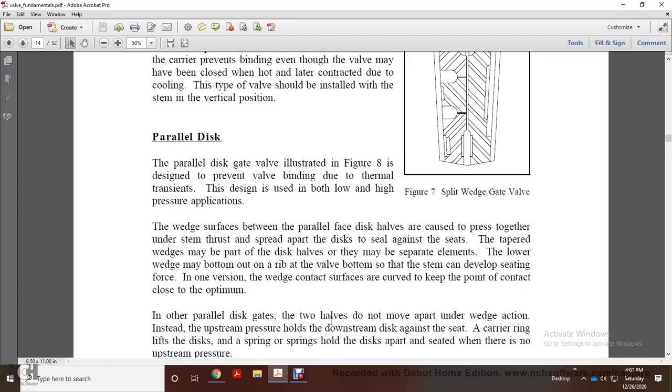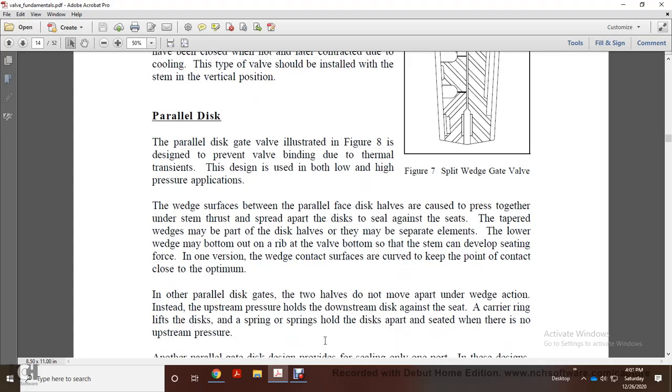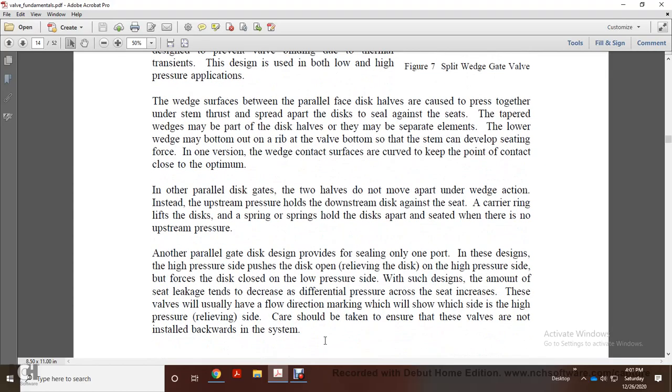Seating force can be developed in one version where the wedge contact surfaces contain a curve to meet the point of contact close to optimum. In other parallel disc gates, the two halves do not move around under wedge action. Instead, the upstream pressure holds the downstream disc against the seat. Under a carrier ring and lift, the disc and spring hold the disc apart in the seat when there is no upstream pressure.